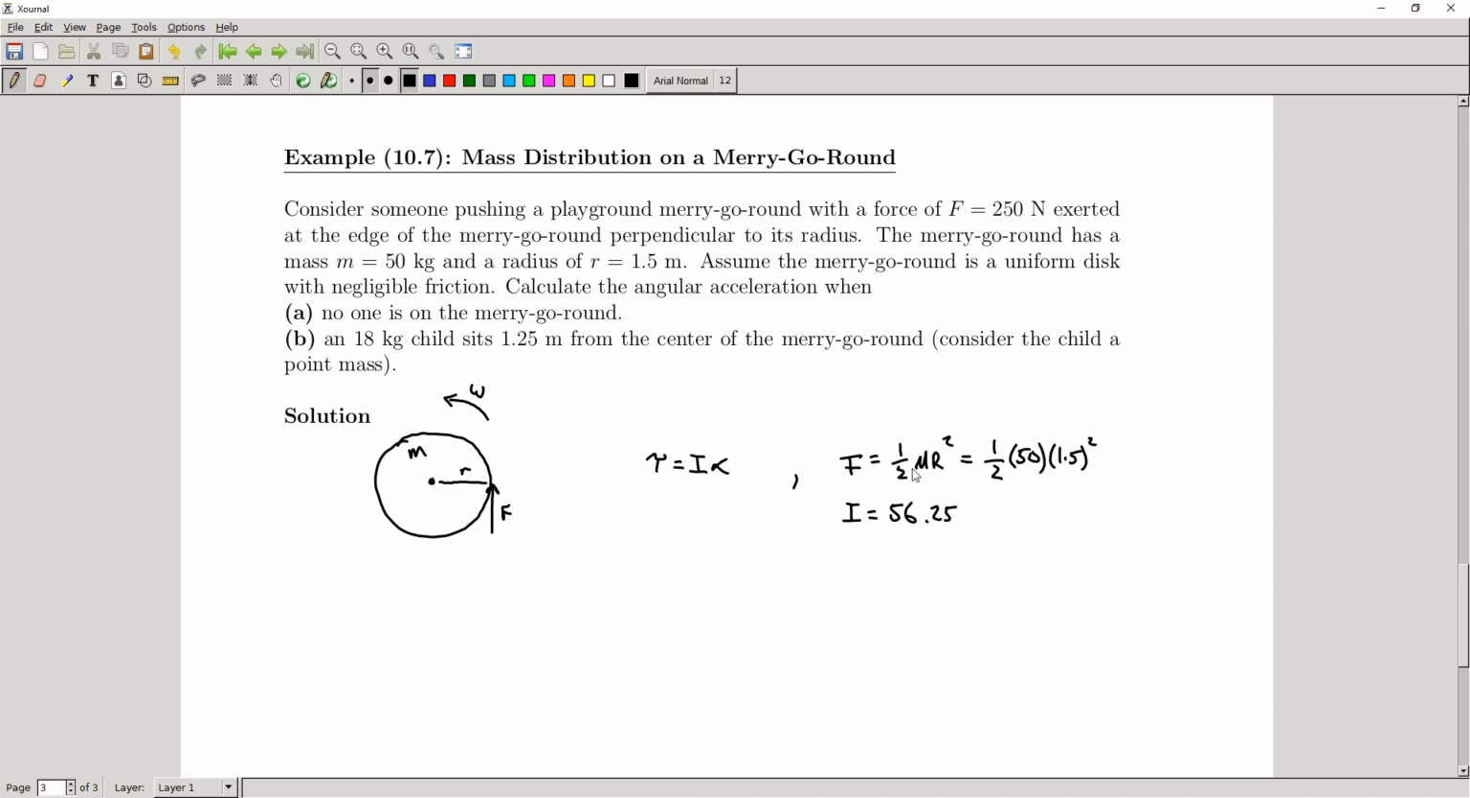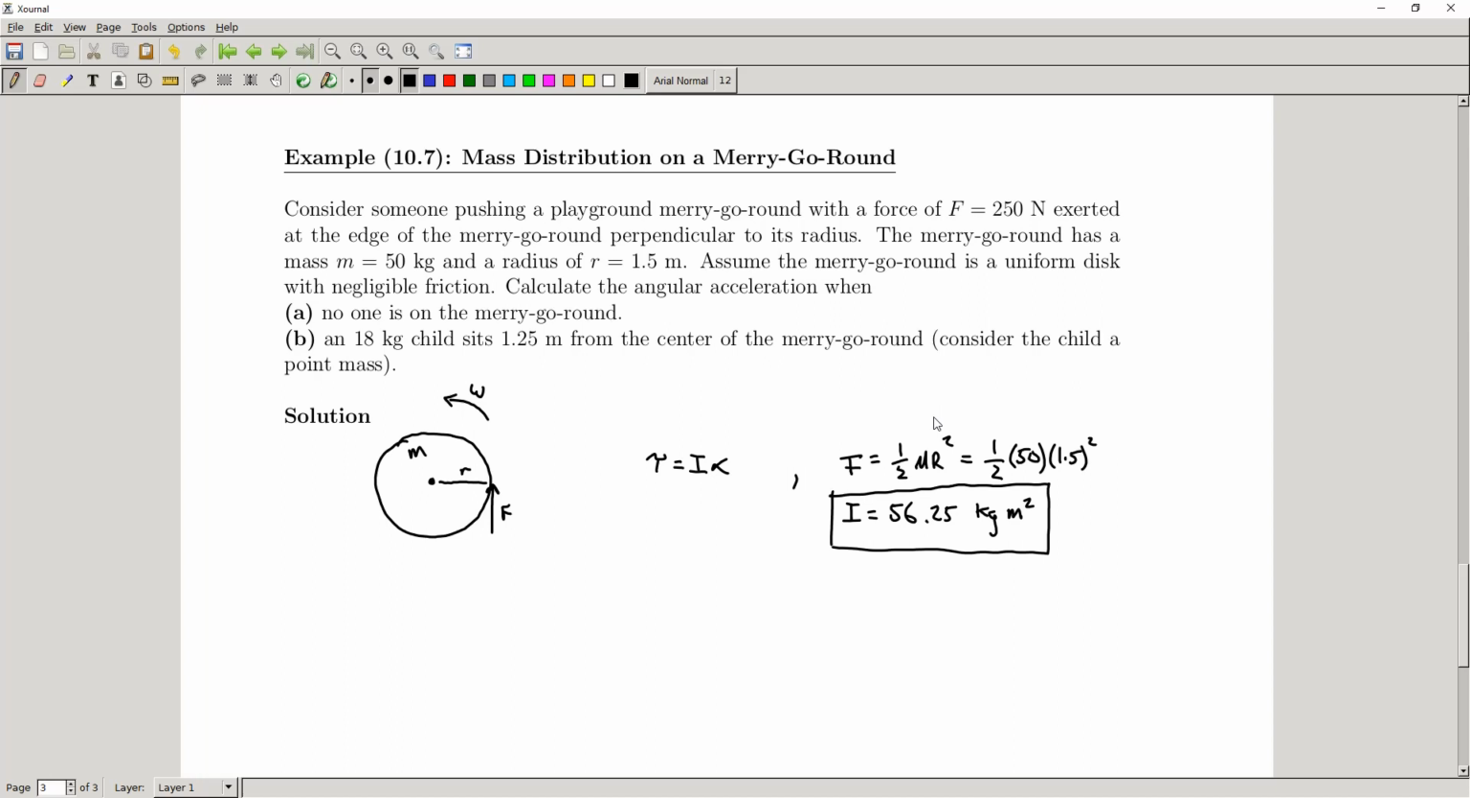56.25. And I didn't mention this before, but the SI units of our moment of inertia are going to be kilogram meter squared. You can see that right away from this, right? Our mass comes in kilograms, our radius comes in meters, but then it's squared, so it's kilogram meters squared. Those are the SI units, and this is the value that our merry-go-round has with nobody riding on it.